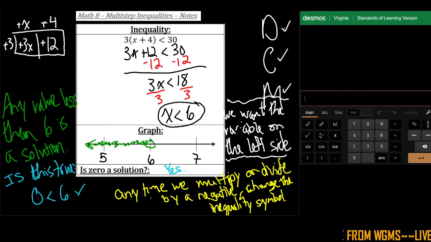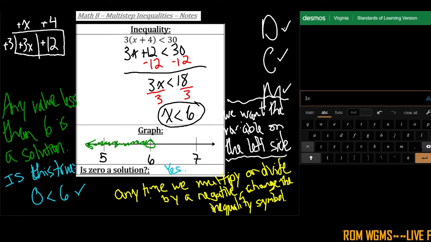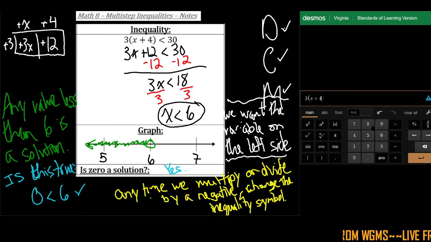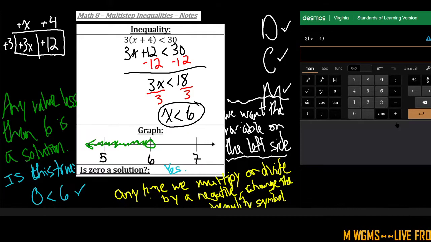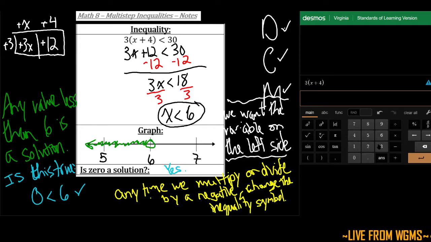If you wanted to check using the Desmos Calculator, it would look something like this. We could type it in exactly as it looks. So I have 3 times parentheses x plus 4. I'll close those parentheses. Now I have my left side of the inequality symbol. I have my right side, and so I'm going to have just 30.